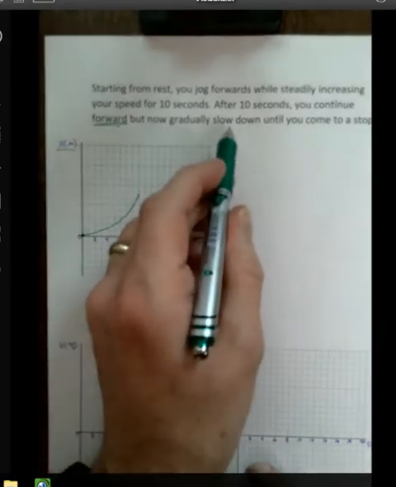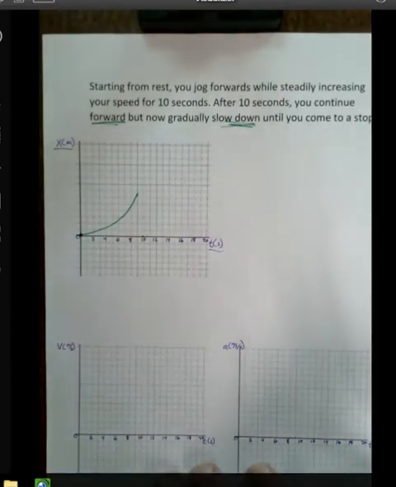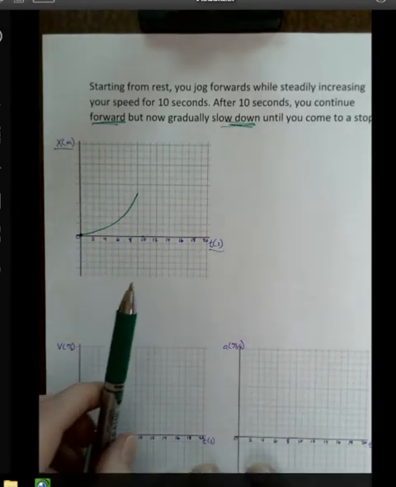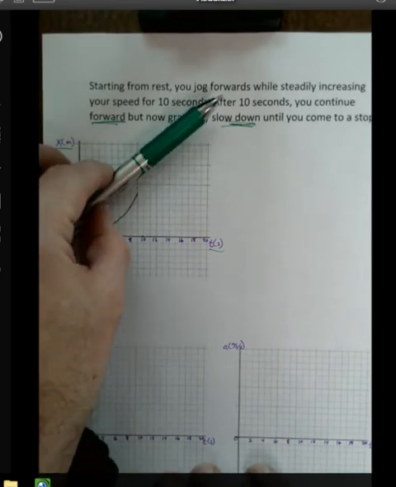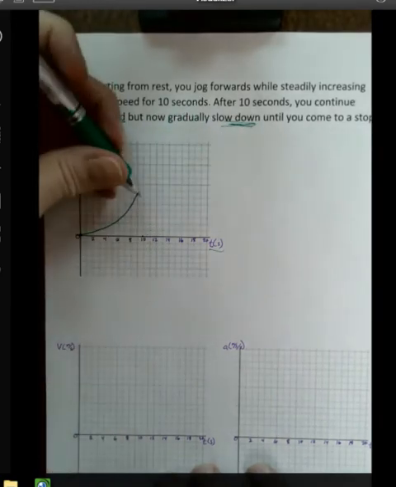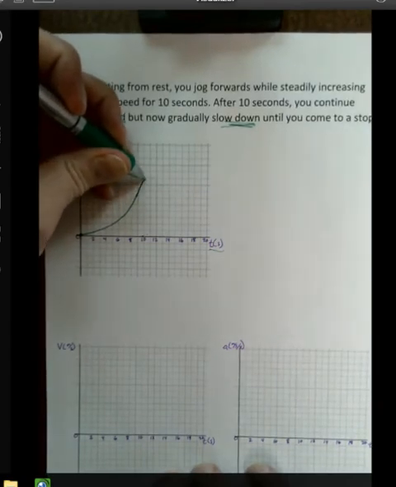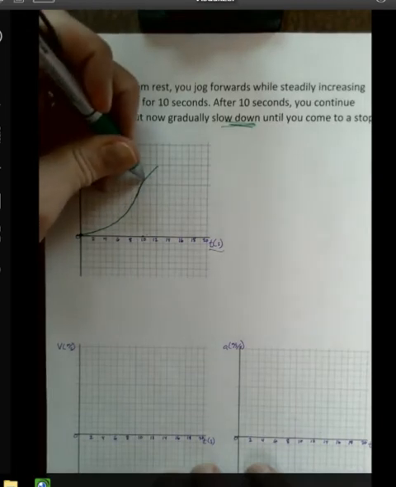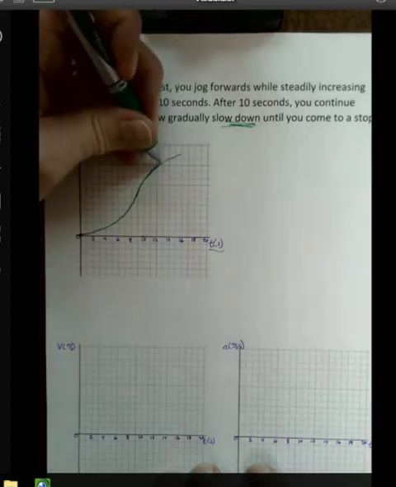Except if we're also now slowing down, in order to slow down, then the graph has to be getting less and less steep. So I need a line that slopes upwards, but is getting less and less steep. So I'm going to draw that now. So less and less steep until you come to a stop.